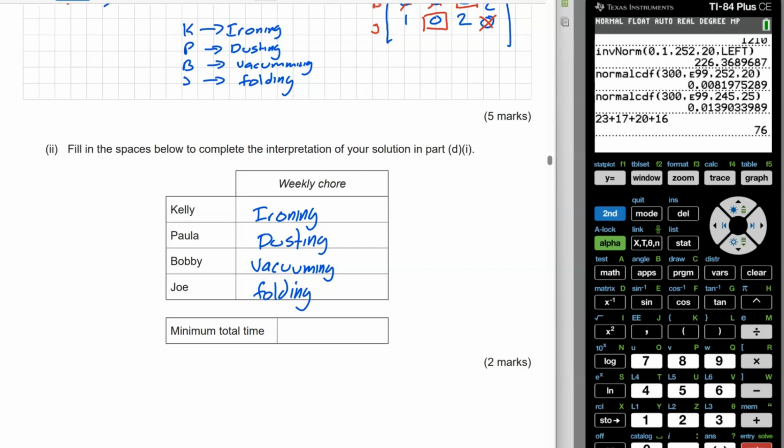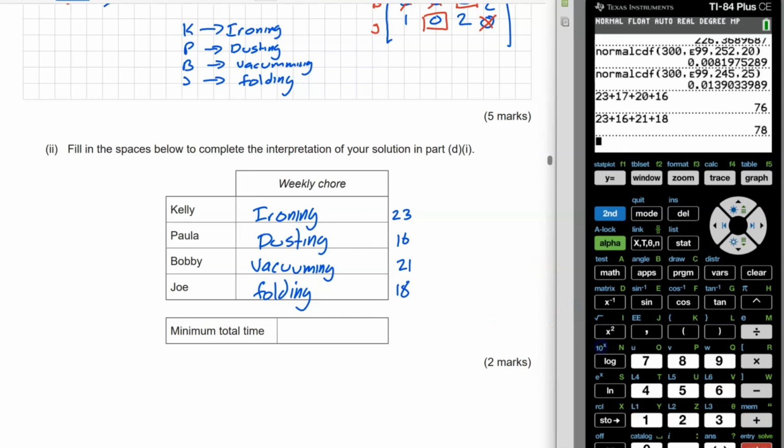So we've got to go back to the original table above, on the previous page. For Kelly to do the ironing, it's going to take her 23 minutes. Paula to do the dusting, it'll be 16. The vacuuming for Bobby will be 21, and the folding 18. And let's see what that adds up to. So 23 plus 16 plus 21 plus 18 is going to be 78 minutes. Okay, remember, always think about your units as you go through.